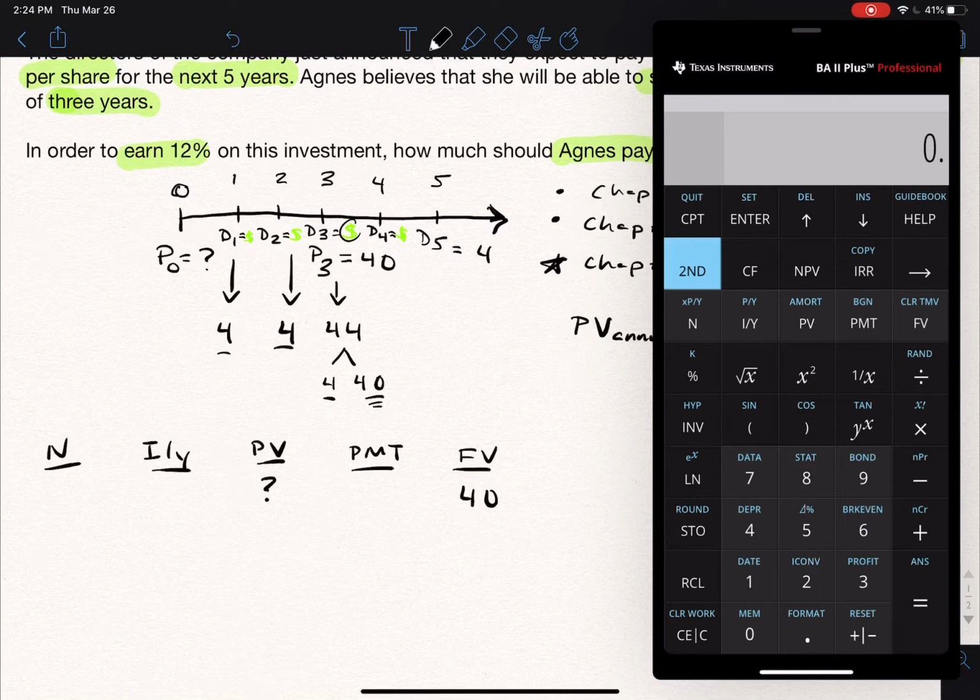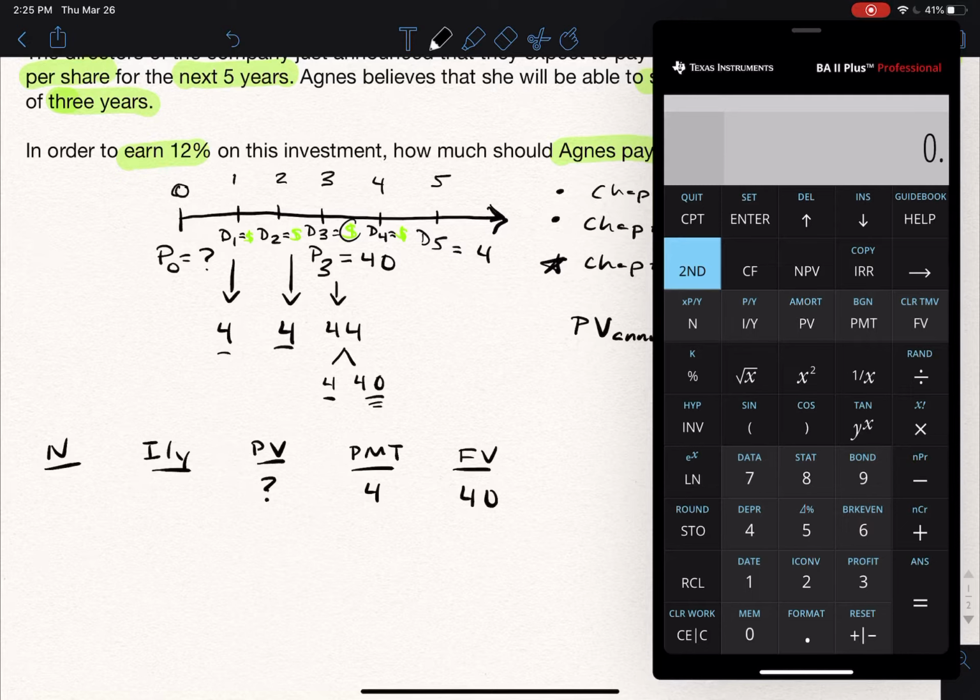Well, we know that the dividends are received annually, and so we're dealing with annual compounding, right? And so we receive a $4 dividend each year, and it's going to be for how many? Let's see. Is it 4 years or is it 3 years?